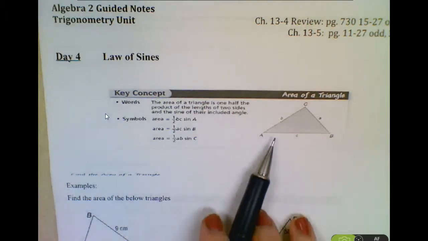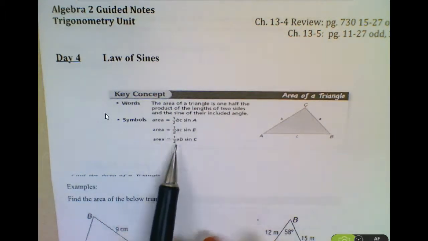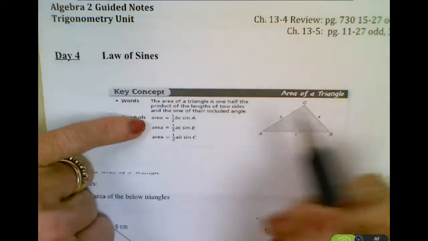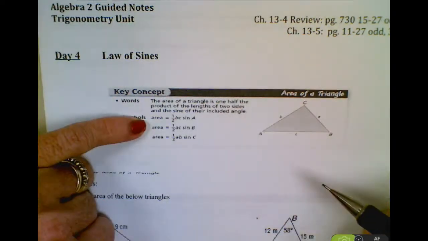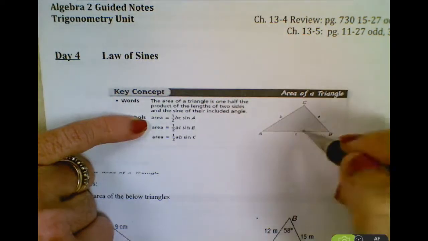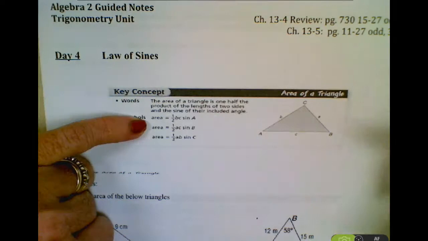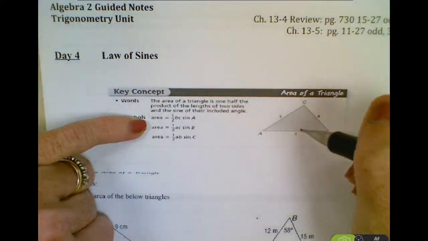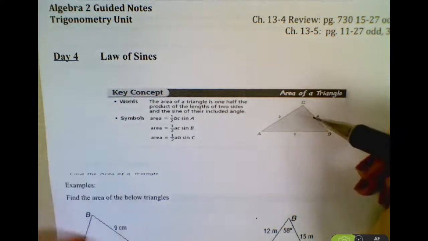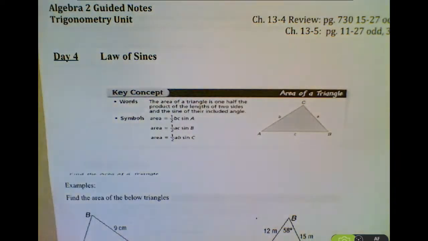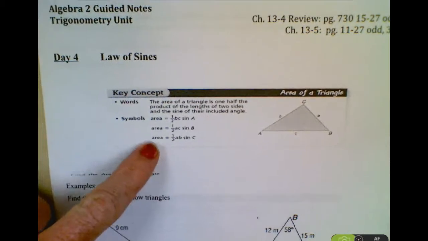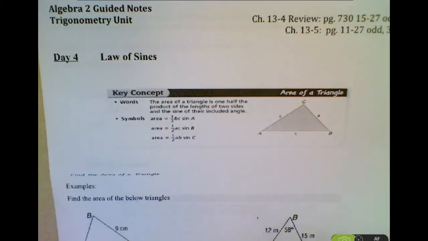So you've got these 3 formulas in here that just kind of switch around the sides and the angles depending on what you're going to use. So the area of a triangle is 1/2 of the product of the length of the 2 sides and the sine of their included angle. So normally if we were going to find the area of this triangle, we would need the base, which would be C, and the height. The problem is we're not given that in any of these types of triangles. You're only given outside measurements, not the inside measurements. So these formulas allow you to get the area without having to worry about that.